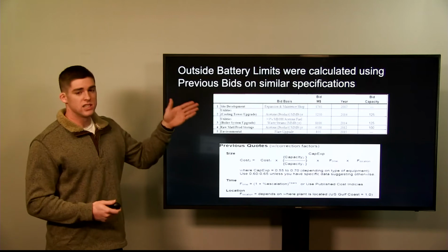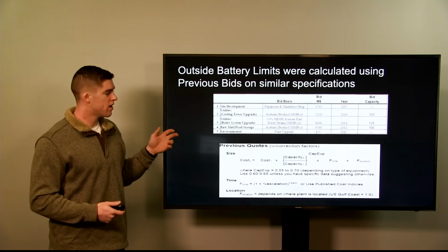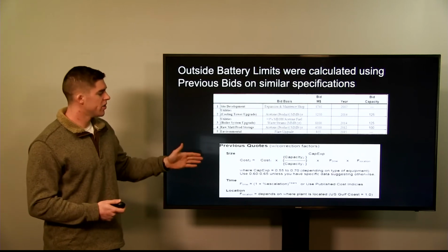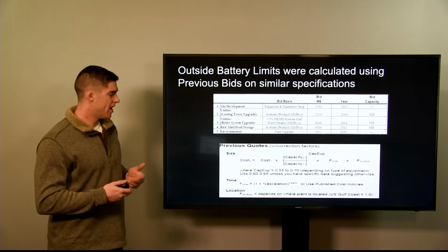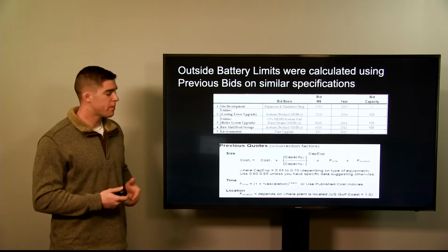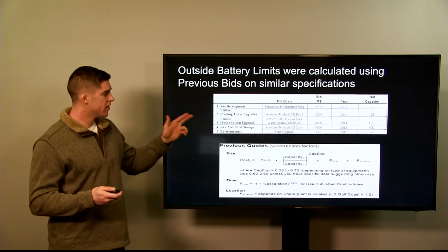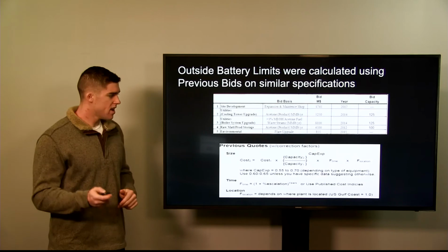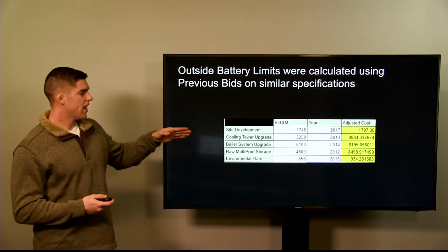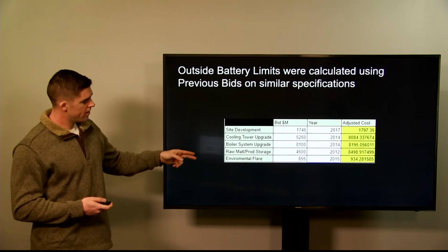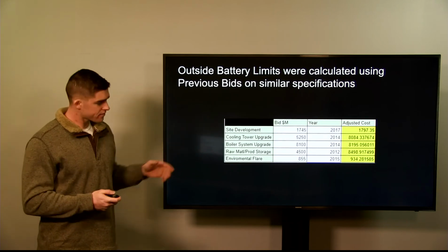So what we did is we took bids from old estimates from previous years, and we took the capacities at which those bids were estimated, and we plugged them into this equation that calculates for escalation, as well as for the ratio of the capacities. And we use that to find our overall outside battery limits for each of these different specifications. And this is what we came up with. So our adjusted costs in thousands for all of the above is, you can see over there to the right, highlighted in yellow.